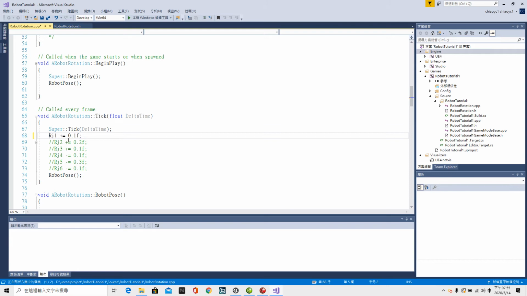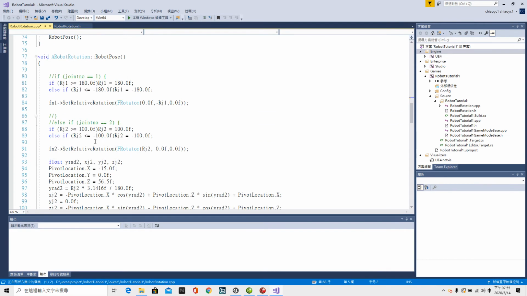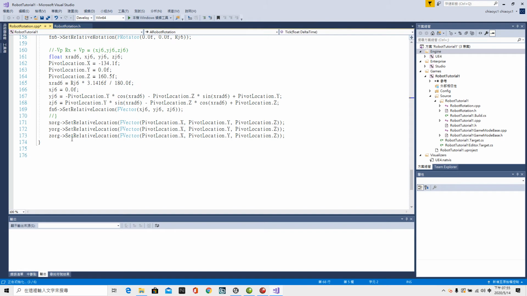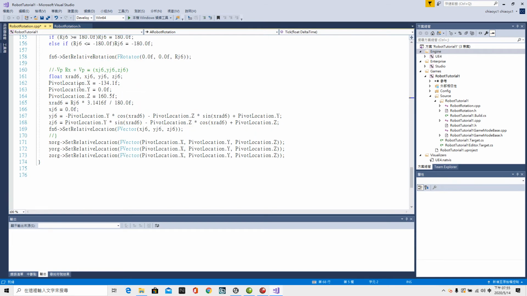Control Shift B. Before we compile it, although the main position has nothing to do with X, at the last we show RGB, the red arrow in here rotating about the pivot location dot X, the YZ pivot point. Actually, in here the pivot location dot X is equal to -134.1F semicolon. We have to change this sign to positive.